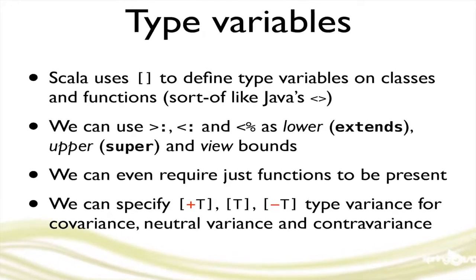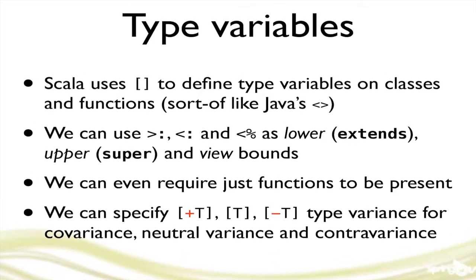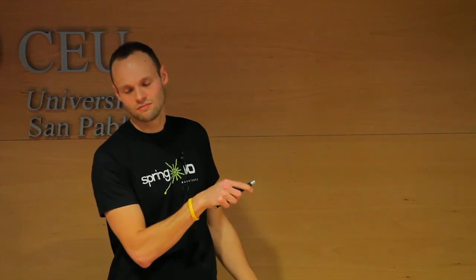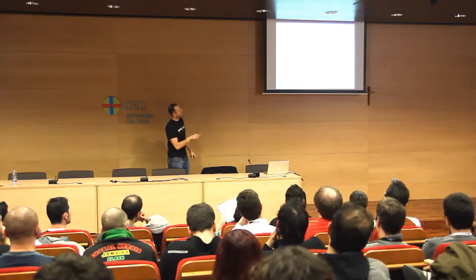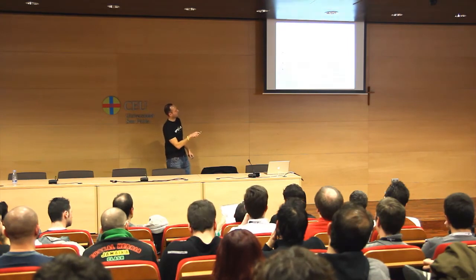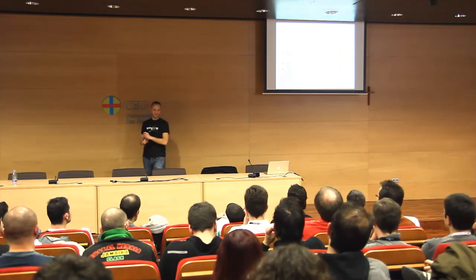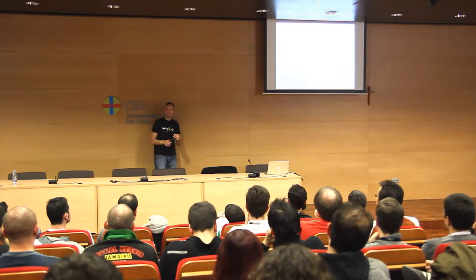And they change, as we've seen in the function that goes from B to result. The B is a type variable. And we use square brackets. We can use the slightly awkward syntax greater than colon, less than colon, and less than percent as extends. So a lower bound and upper bound is this one, and view bound is the last one. Don't worry about the view bound just yet. I won't go into the details, but have a look at what it means. It has to do with implicit conversion.